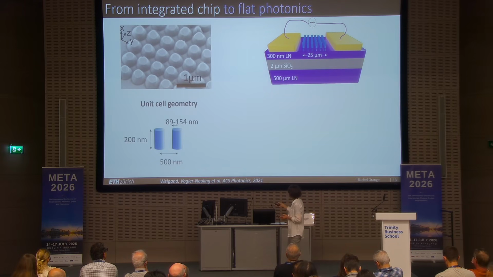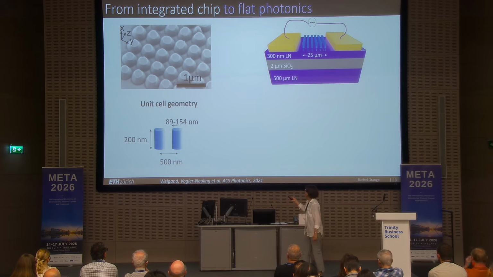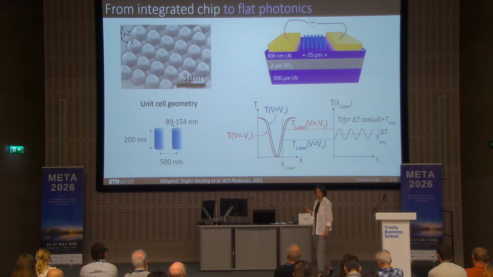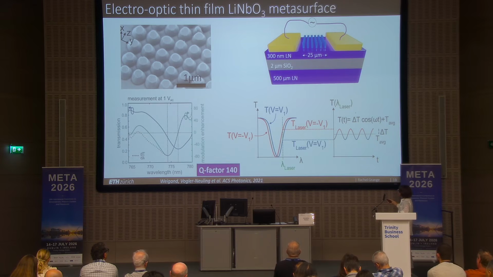The target was to make pillars, but actually when you carve into a metal oxide, what you get is pyramids. And I will come back to that, how to get pillars and not pyramids. Anyway, with those pyramids, we can get good resonances. And the principle of the electro-optic effect we're using here is the following. So we have a transmission dip with this structure that is resonant at a specific wavelength. And by applying a field with those electrodes that are surrounding our pillars, we can modulate our transmission signal over time.